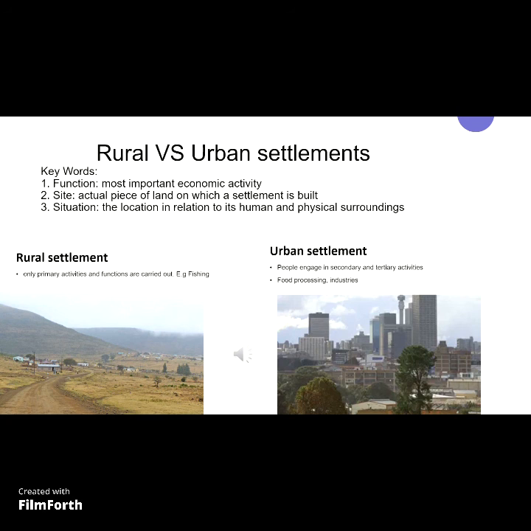Now, we know that settlements have a function, have a site, have a situation. The site is the actual land on which a settlement is built, or an exact place where a settlement is built or is occupied. A situation is the location in relation to its human and physical surroundings, such as hills and rivers. And a function is the most important economic activity in a settlement.